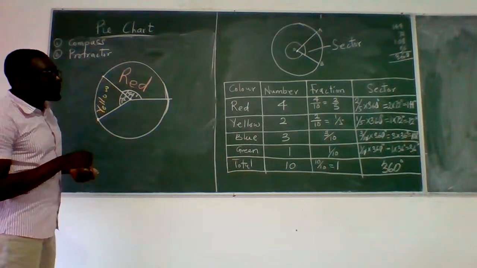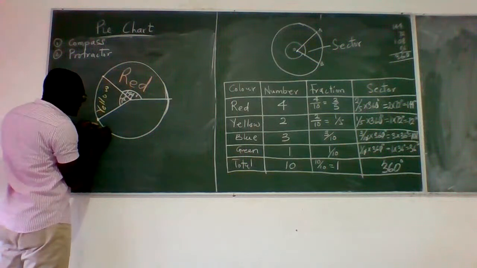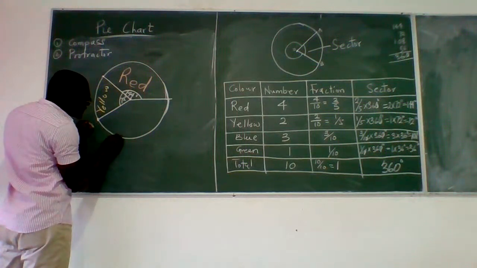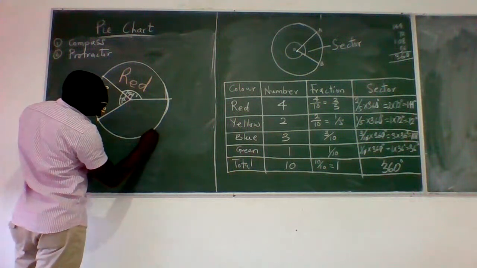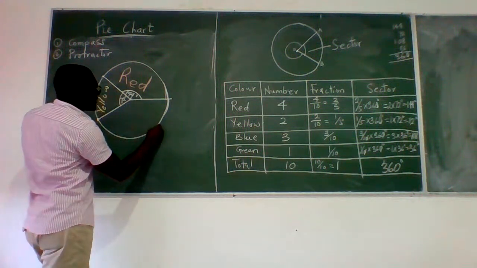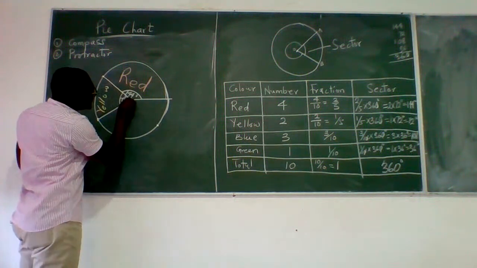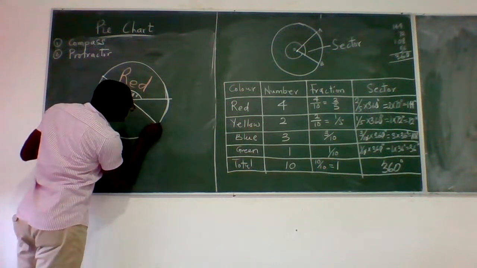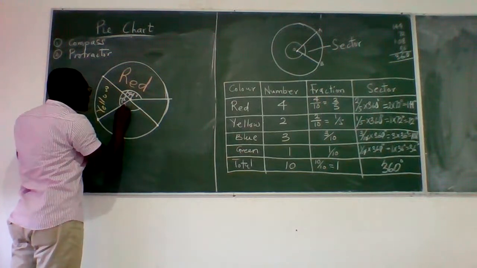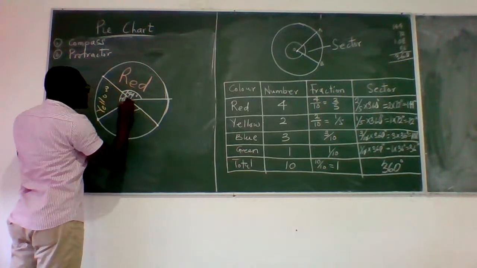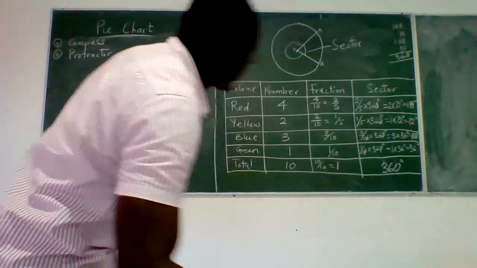And this time around, we are doing for blue and it is 108. So let's say 10, 20, 30, 40, 50, 60, 70, 80, 90, 100, and let's say 8, somewhere here. (108 degrees), and this represents color blue.